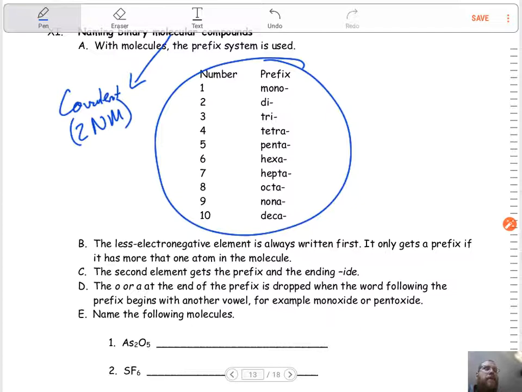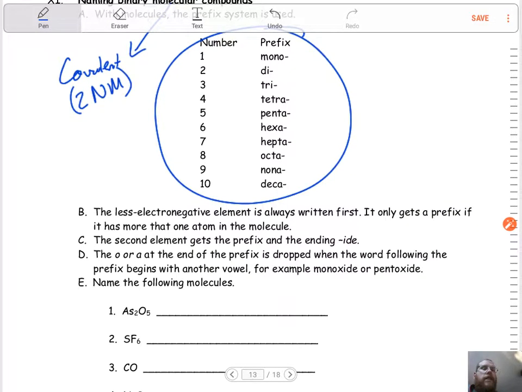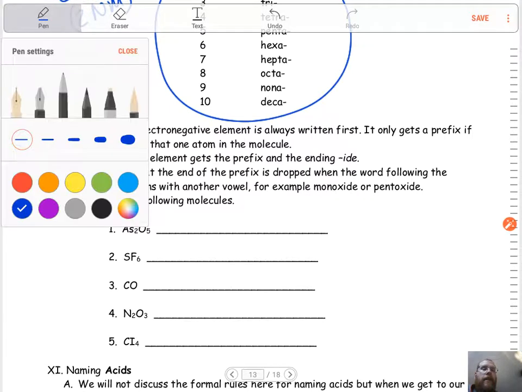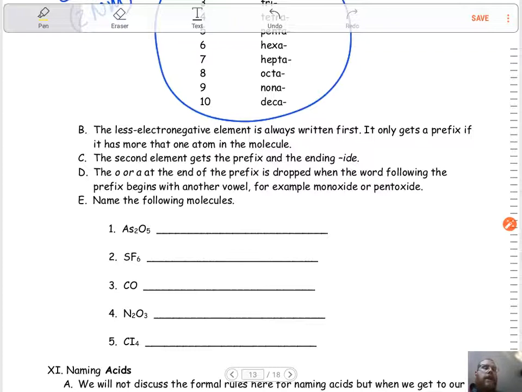Like crazy. So 5 is penta, 6 is hexa, 7 is hepta, 8 is octa, 9 is nona, and 10 is deca. So pretty simple here. It'll be a lot, like I said, shorter video and a little bit easier to do than the ionic stuff.